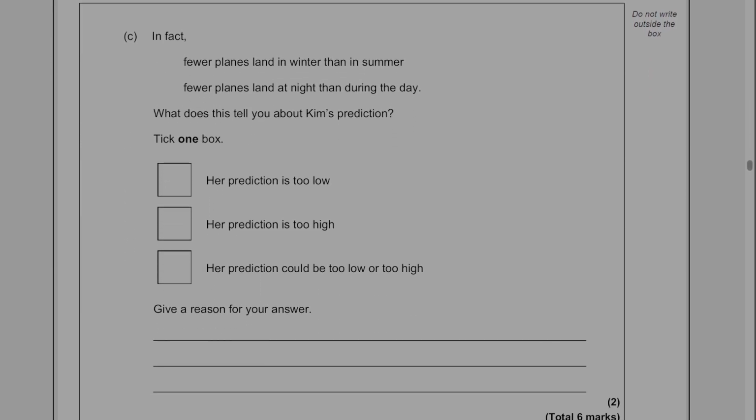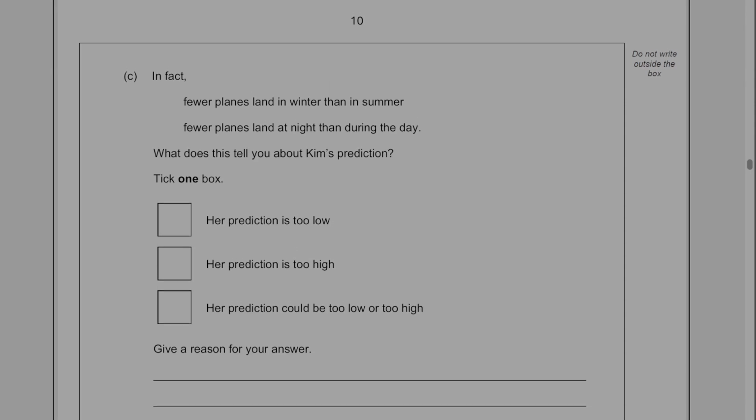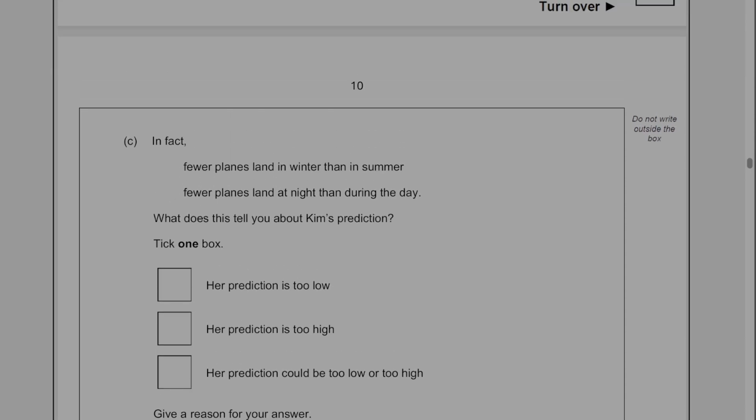Okay, part C. In fact, fewer planes land in the winter than in the summer. Fewer planes land at night than during the day. What does this tell you about Kim's prediction? Right, before we look at that, she did hers in January instead of the summer, so that would mean that our estimate was an overestimate. Fewer planes land at night than during the day. We've done it during the day, so that would mean that ours is an overestimate. Because the first point means that ours is an underestimate, and the second one means that ours would be an overestimate, the prediction could be too low or too high.